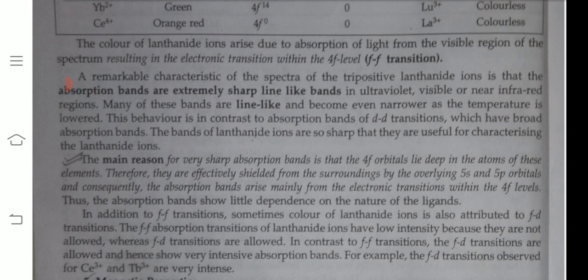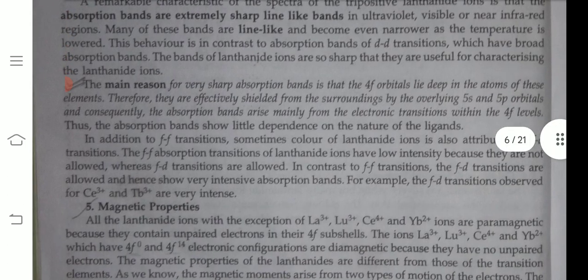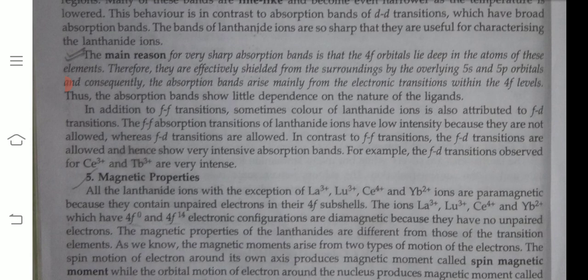This behavior is in contrast to absorption bands of d-d transitions, which have broad absorption bands. The bands of lanthanide ions are so sharp that they are useful for characterizing the lanthanide ions. The main reason for very sharp absorption bands is that 4f orbitals lie deep in the atom of these elements. Therefore, they are effectively shielded from the surroundings by overlying 5s and 5p orbitals, and consequently the absorption band arises mainly from the electronic transition within 4f levels. Thus, the absorption bands show little dependence on the nature of the ligand.